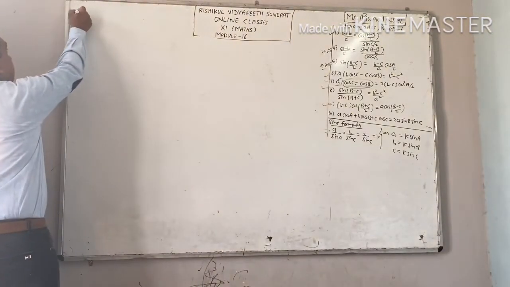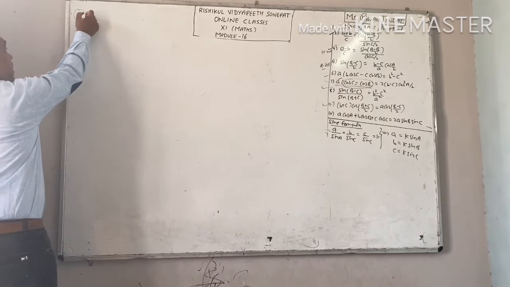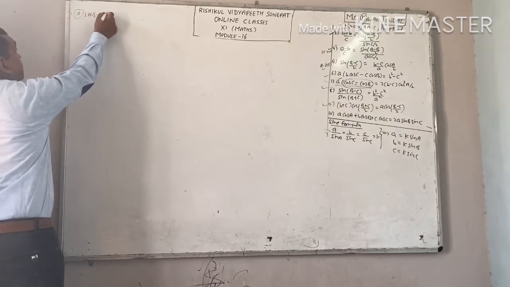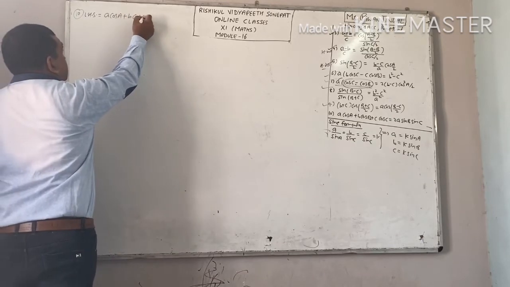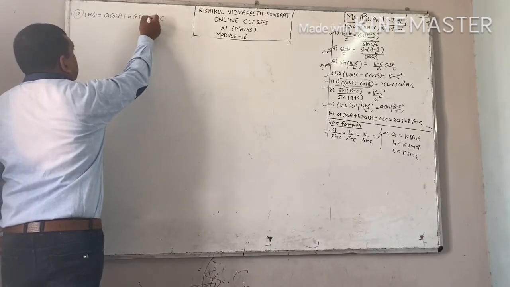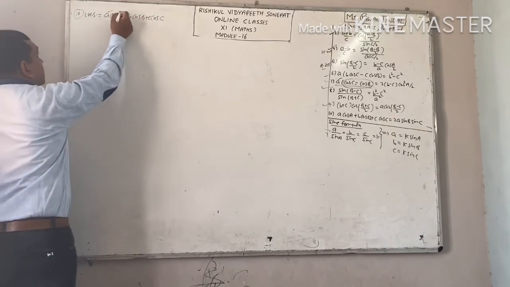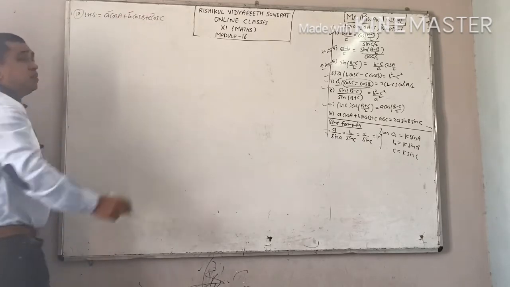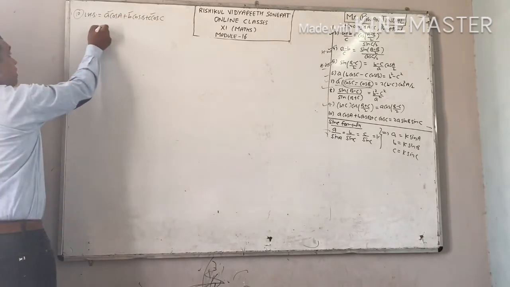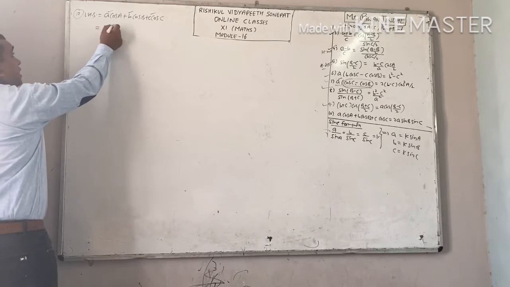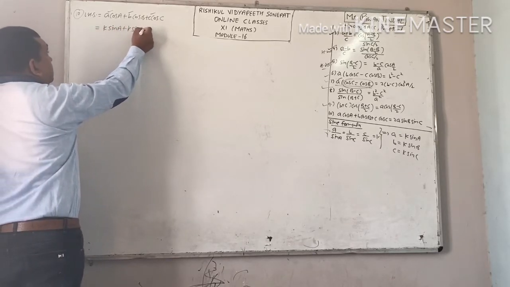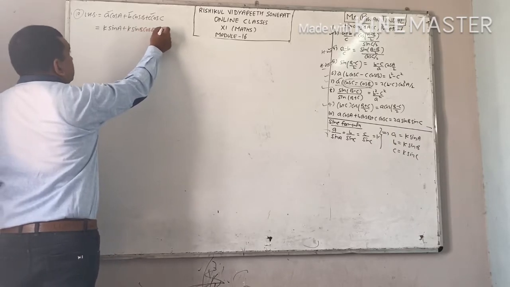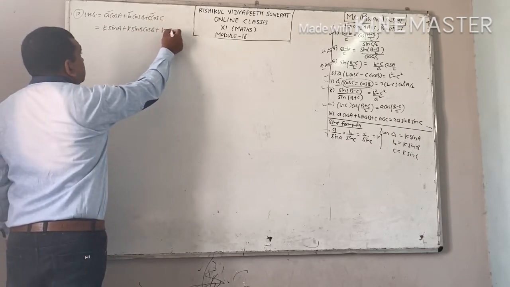Question number 10. We have to prove. I am taking the left hand side. Left hand side is a cos A plus b cos B plus c cos C. Put the value of small a, b, c as we have done in the previous questions: a equal to k sin A, b equal to k sin B, and c equal to k sin C.